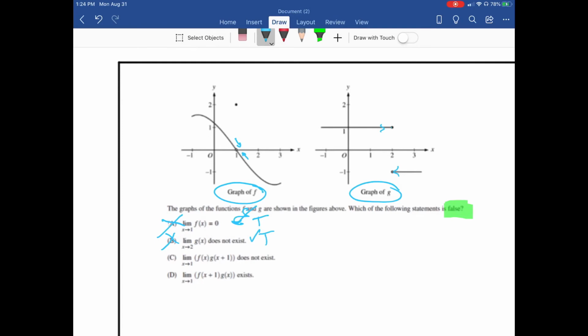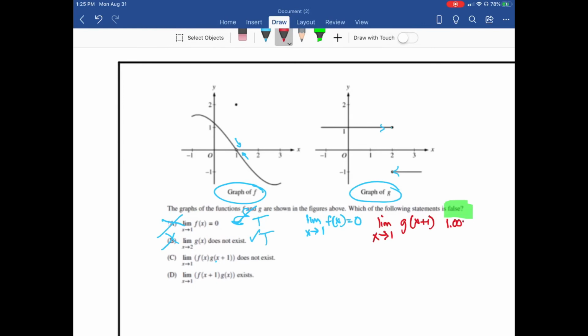The first one says the limit as x approaches 1 of f of x times g of x plus 1 does not exist. Let's explore. So the limit as x approaches 1 of f, we've already done that. We know that equals 0. Okay, so now let's look at the g then. So the limit as x approaches 1 of g of x plus 1, let's think of it this way.